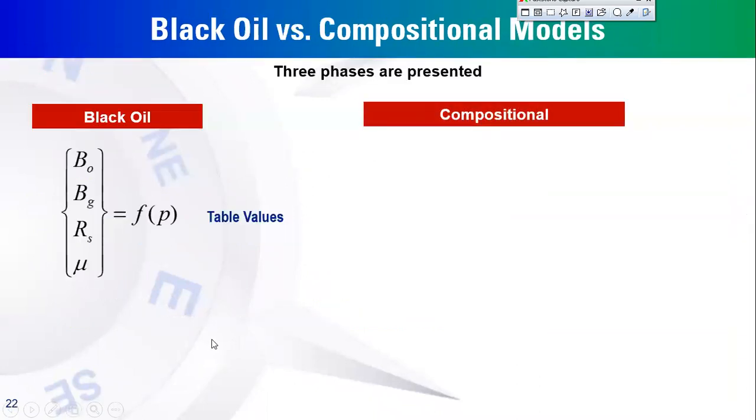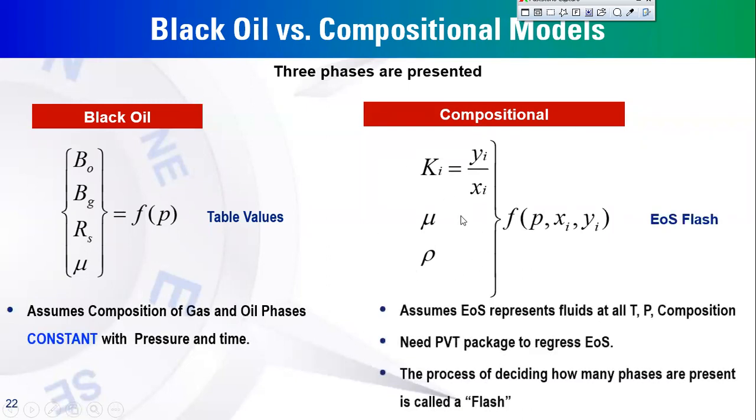As a simple comparison between black oil and compositional simulation, in black oil we have PVT parameters like formation volume factor, solution gas oil ratio, and viscosity as functions of pressure. But for compositional, we have the equilibrium ratio, Ki, viscosity, and density. All of them are functions of pressure and the mole fractions of the liquid and vapor phases.